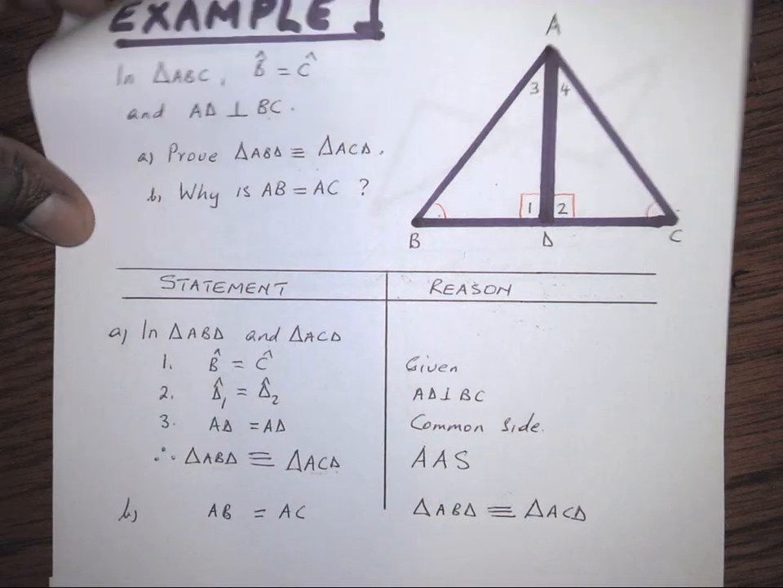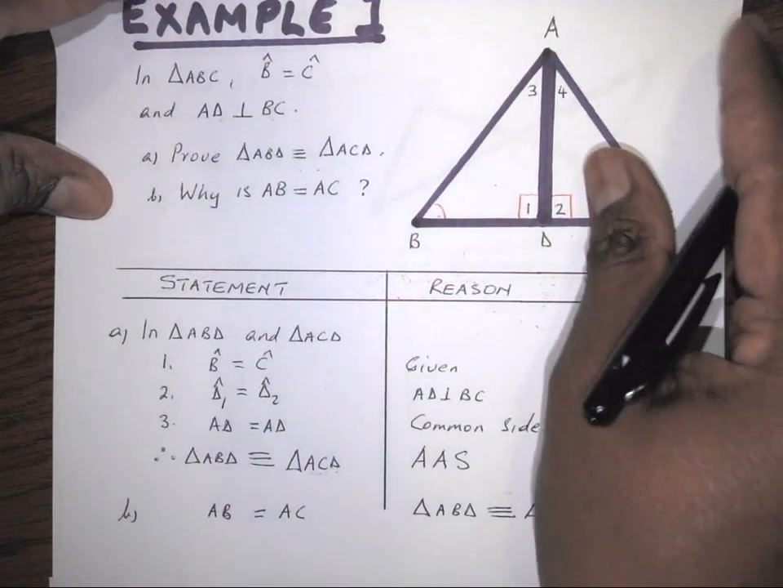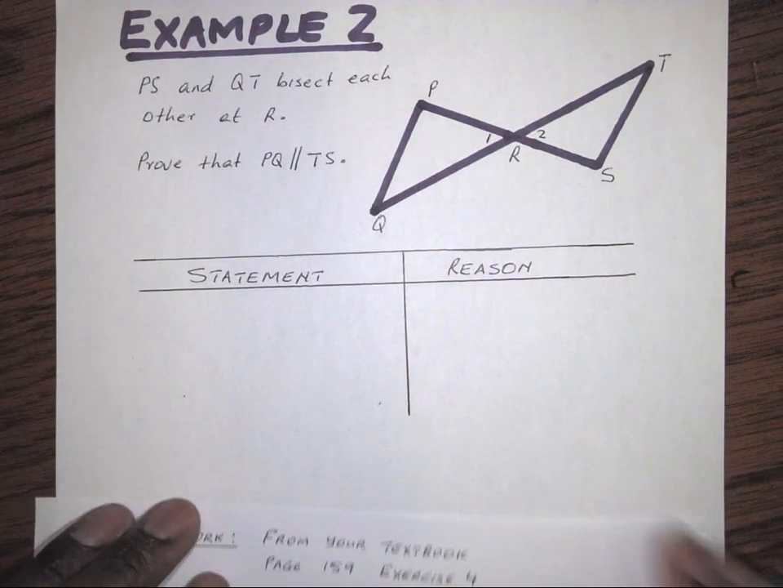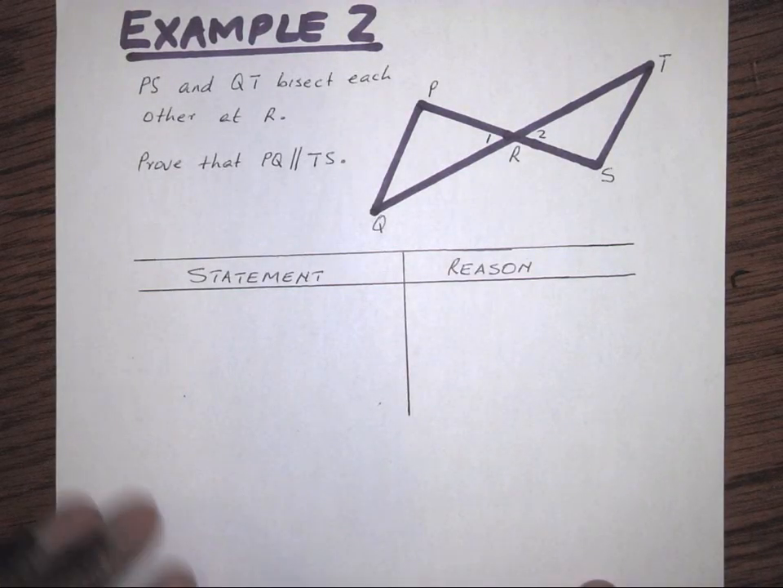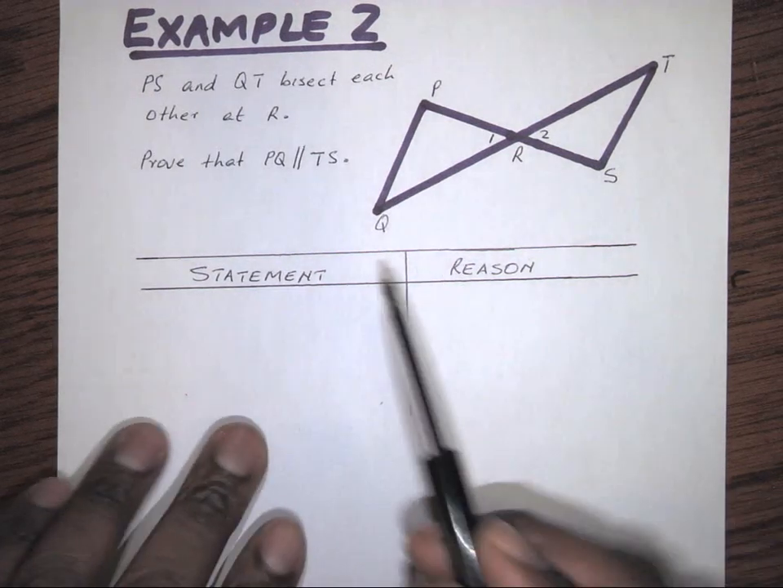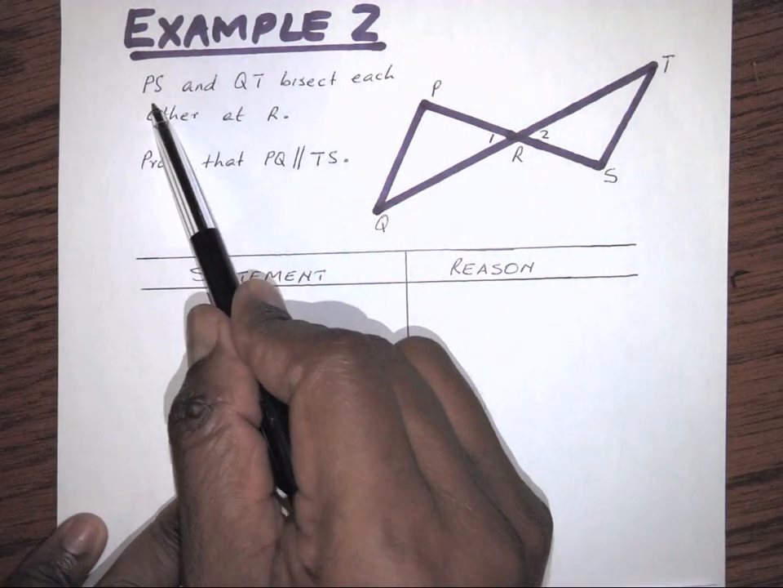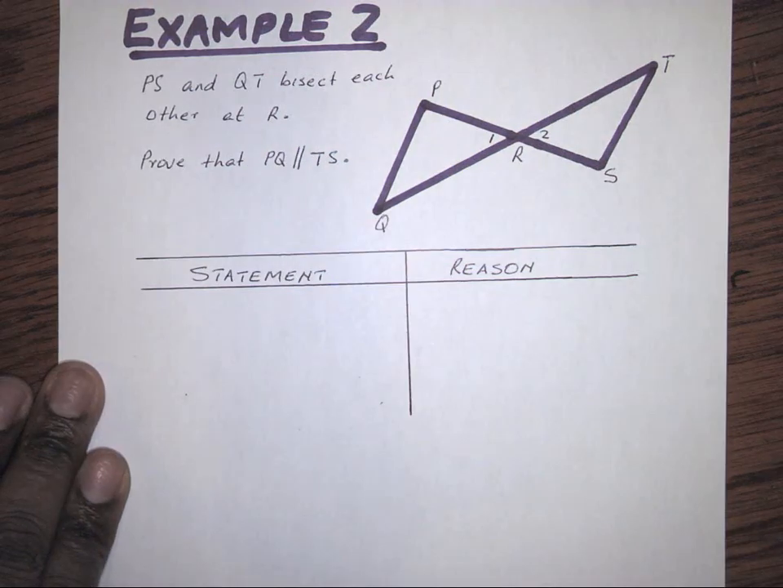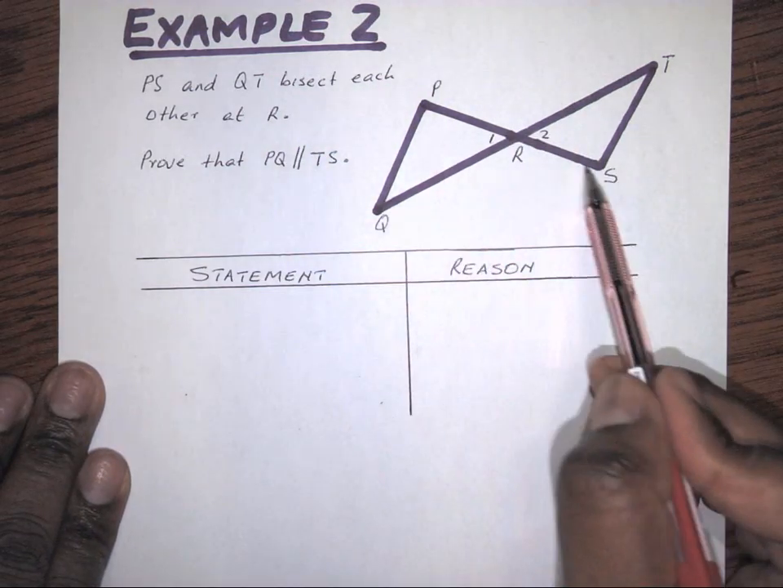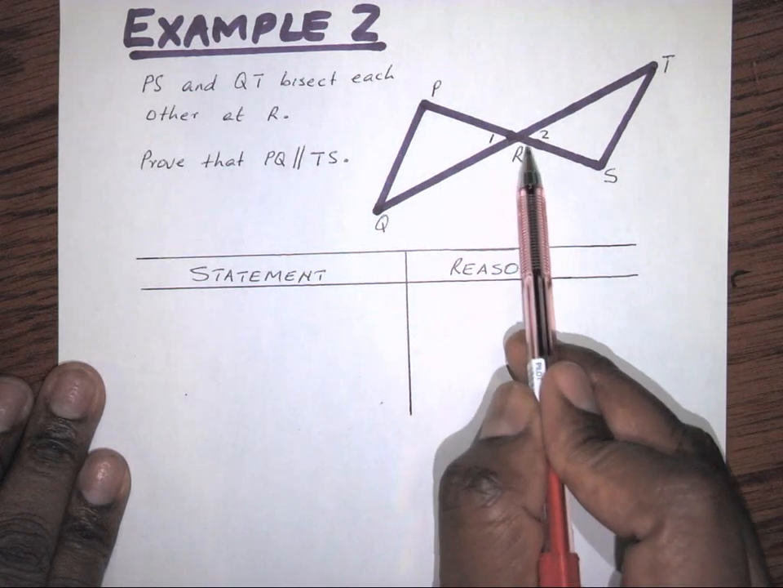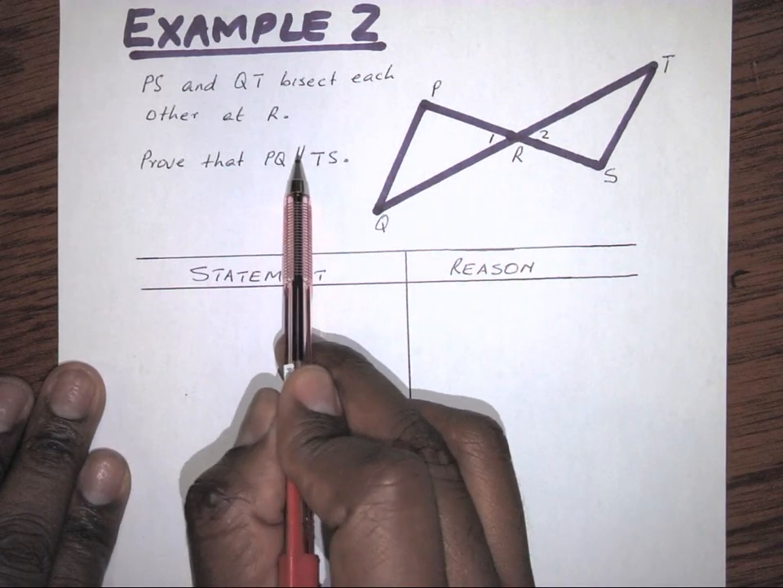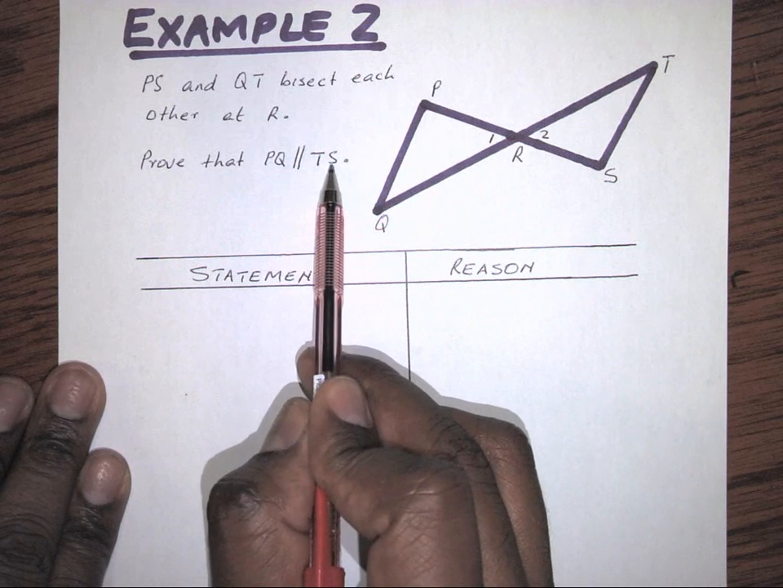Let's look at another example. Next example says, PS and QT bisect each other at R. PS and QT, they bisect at R. We've got to prove that PQ is parallel to TS.